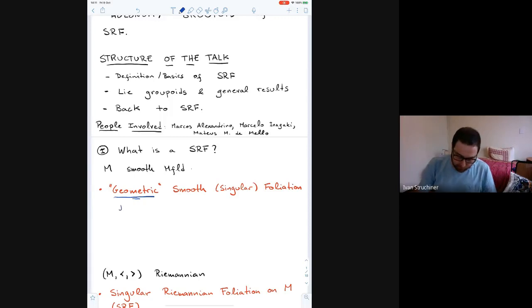This is a partition of M into some things which we call leaves. So it's a partition of M into connected immersed submanifolds.